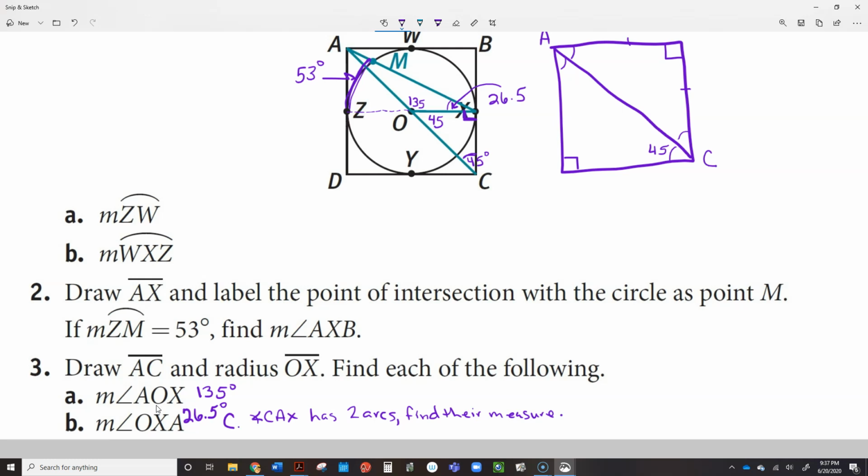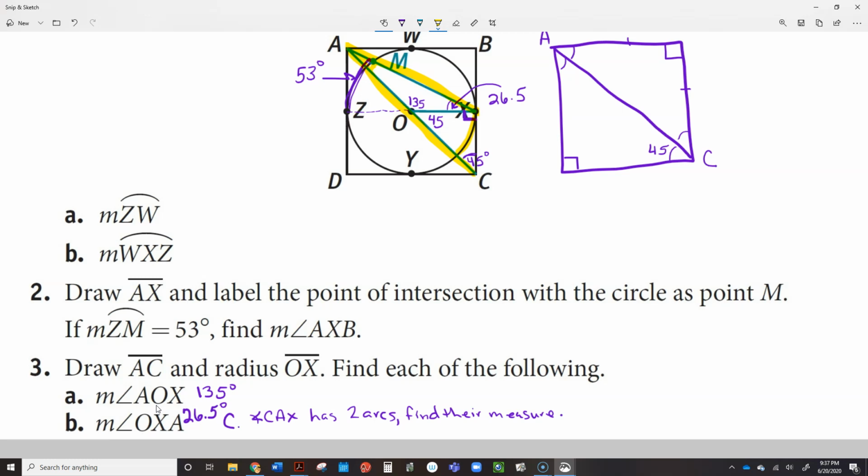And then part C, I cut it off accidentally, says that CAX. Let me highlight it here. Let's go yellow. CAX. That has two arcs, okay? And I'll do those two arcs yellow. It has this arc right here, and it has this arc right here. We don't even have a point at these two sections, so we can't even name it.